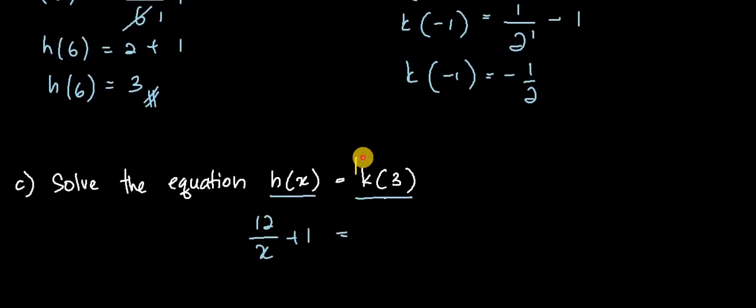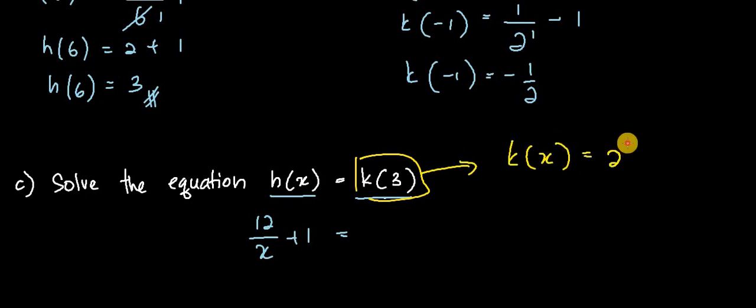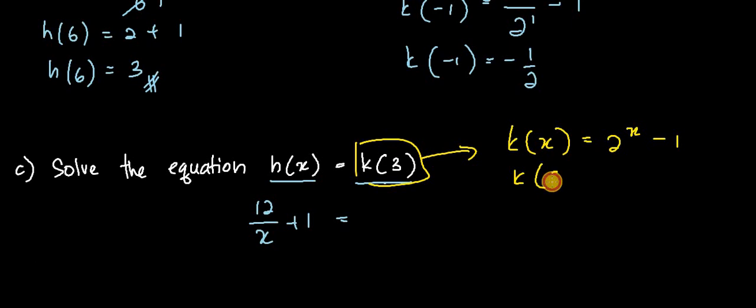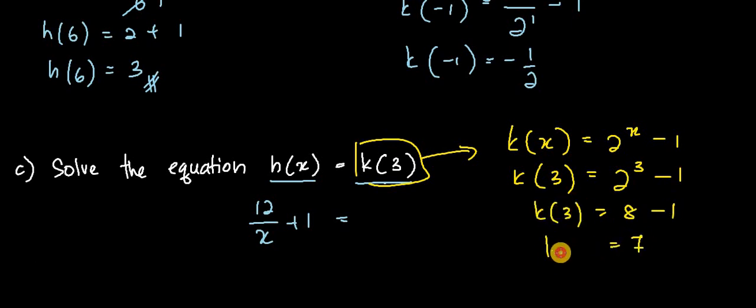To find this, I know k(x) is 2 over x minus 1. This is the equation for k(x), which means k(3) would be 2 over 3 minus 1. I know 2 to the power of 3 is 8, minus 1, so here I'll get 7. So the value of k(3) is 7. Instead of putting k(3), I can just write 7, because I already found the value of k(3).